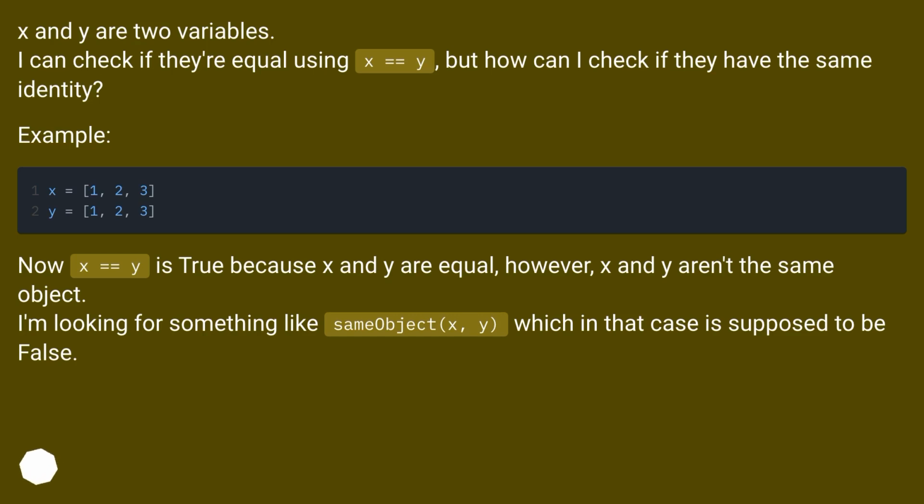Example. Now, x equals y is true because x and y are equal, however, x and y aren't the same object. I'm looking for something like same object x, y, which in that case is supposed to be false.